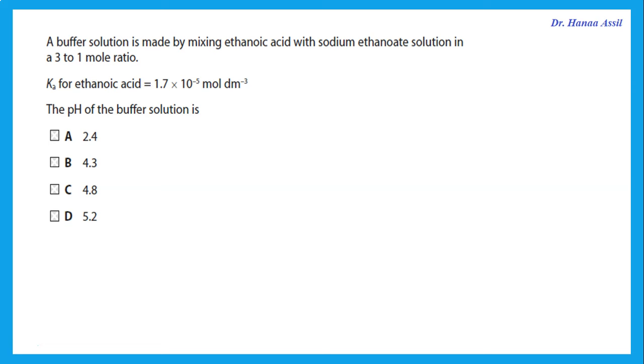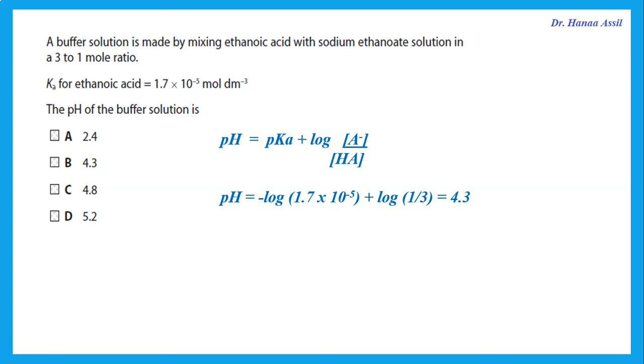So, a buffer solution is made by mixing ethanoic acid and sodium ethanoate in a 3:1 ratio. Ka for ethanoic acid is given. What is the pH of the buffer? Okay, so pH is pKa plus log of the concentration of the ethanoate over the concentration of the ethanoic acid. So if it is a 3:1 ratio, then the pH is the pKa that is given plus log 1/3. So this gives a pH of 4.3.